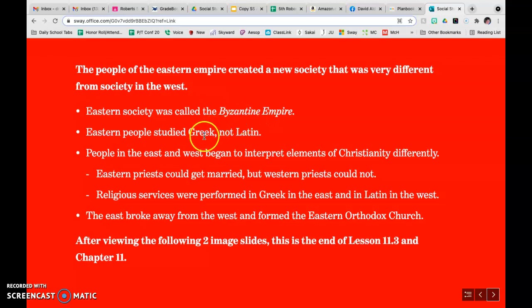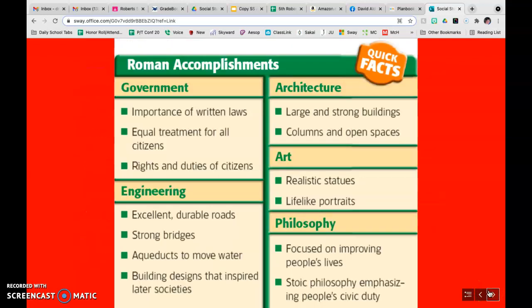Eastern people studied Greek, not Latin, and people in the East and West began to interpret elements of Christianity differently. Eastern priests could get married, but Western priests could not. Religious services were performed in Greek in the East and Latin in the West, and the East broke away from the West and formed the Eastern Orthodox Church. So after viewing the following two image slides, this is the end of Lesson 11.3 and Chapter 11.